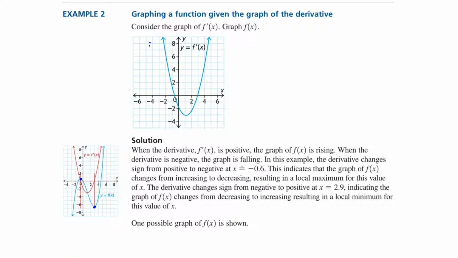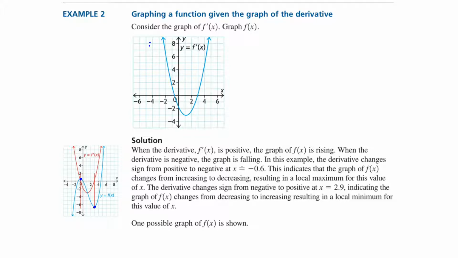The next example, graph of f prime of x is given, and we are trying to sketch the graph of f of x. First of all, f prime of x is a quadratic function with a positive leading coefficient. Therefore, the original function is a cubic function with positive leading coefficient.